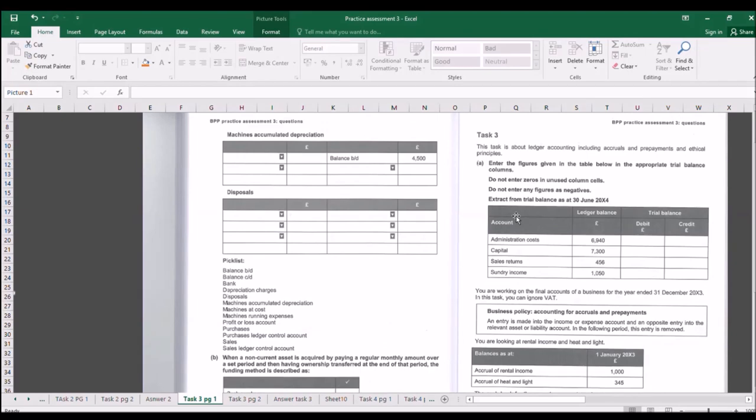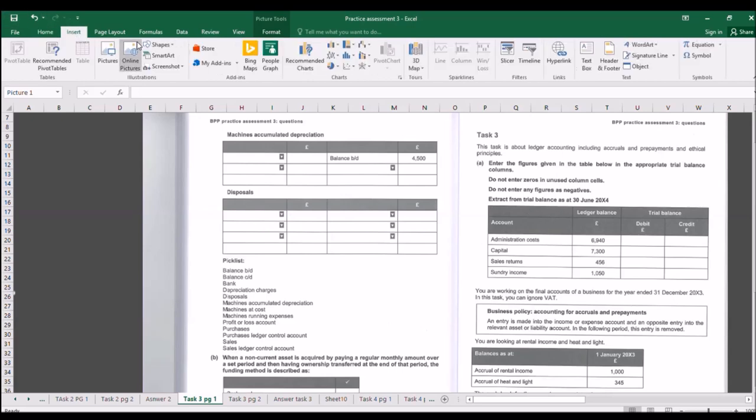Okay, task three. This task is about ledger accounting, accruals and prepayments, and ethical principles. Very interesting. Enter the figures below in the table to show the appropriate trial balance column. Do not enter zeros. So this is just an extract from the trial balance. Let's just go through this one.